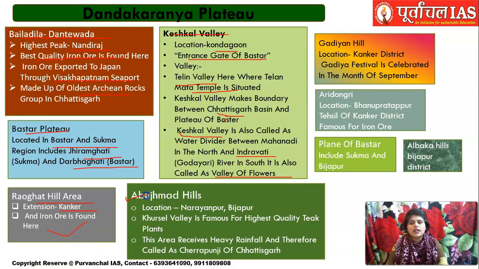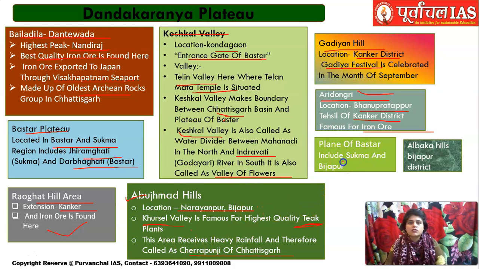Then we have Abujhmad Hills, Narayanpur and Bijapur location. We have the famous Kutru Valley here, where the highest quality teak is found. Teak plants are found. Okay, heaviest rainfall, and that is why it is known as the Cherrapunji of Chhattisgarh. There is Gadiya Hill also. The Gadiya festival is celebrated here in the Kanker district. Ari Dongri, a lot of times it has been asked where Ari Dongri is located. Basically it is located in the Bhanupratappur Tehsil of Kanker district and it is famous for iron ore. This whole area contains iron ore, I told you.